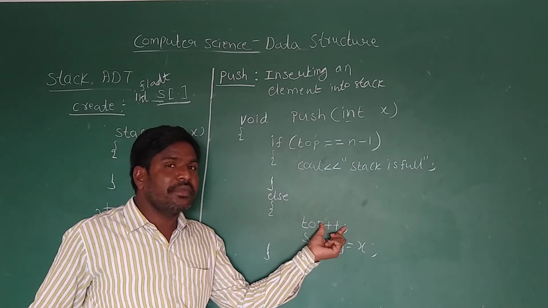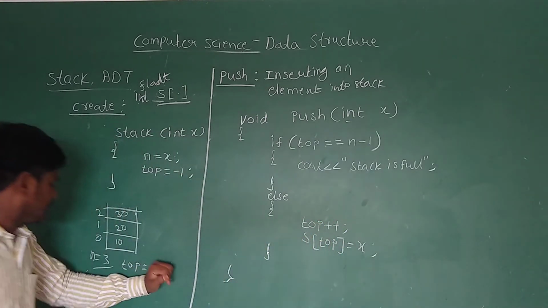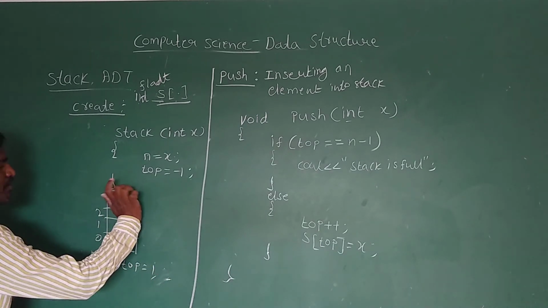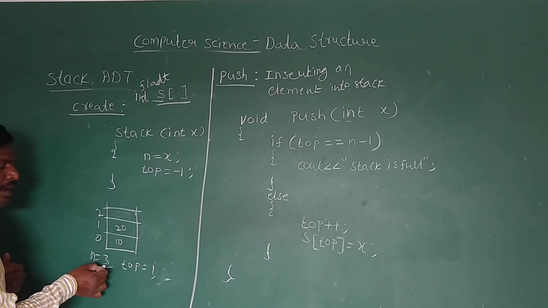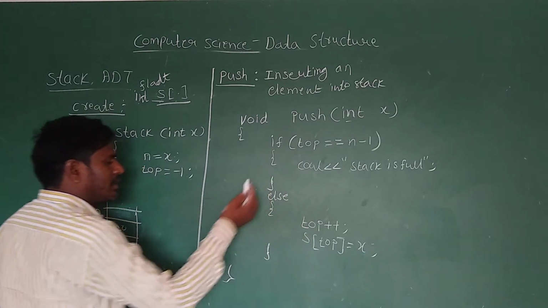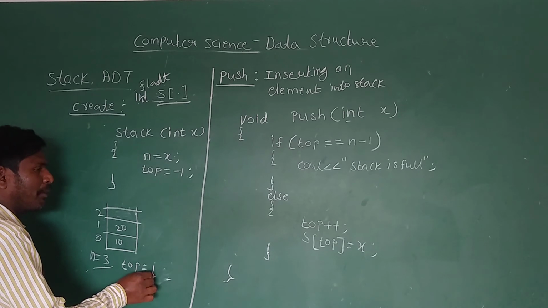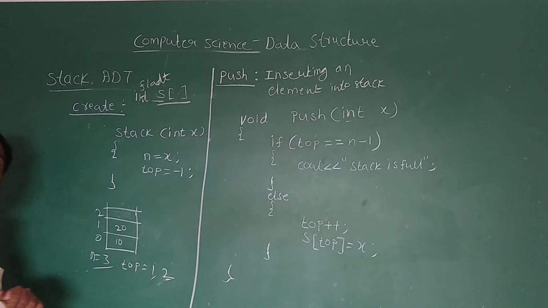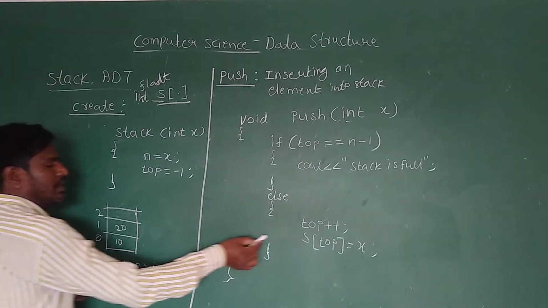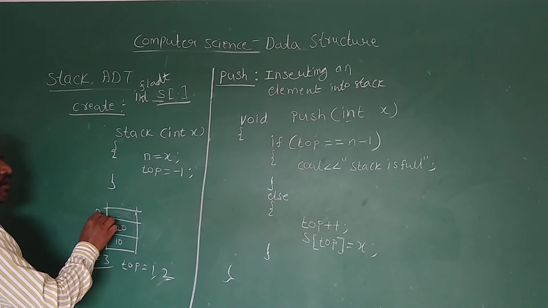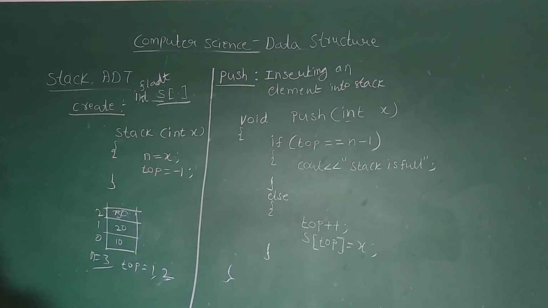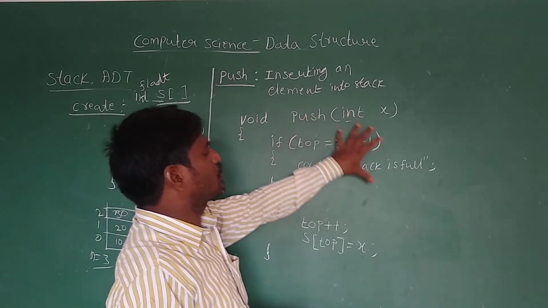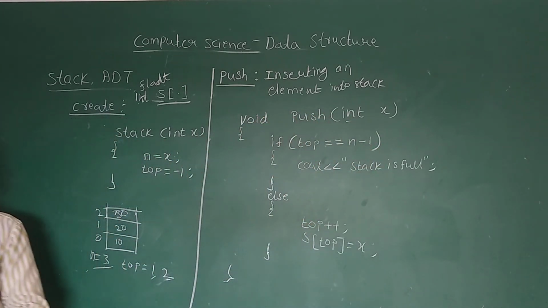Initially, for example, the situation is like this. Top value is 1. Is 1 equal to n minus 1? No, false. Automatically top plus plus comes. What is the top value? 1 plus 1 means the top value is incremented by 1, so top value is 2. Now S of 2 means this location, and the new element will be assigned here. So this is the way of performing the push operation. This is the C++ code to insert an element into the stack.